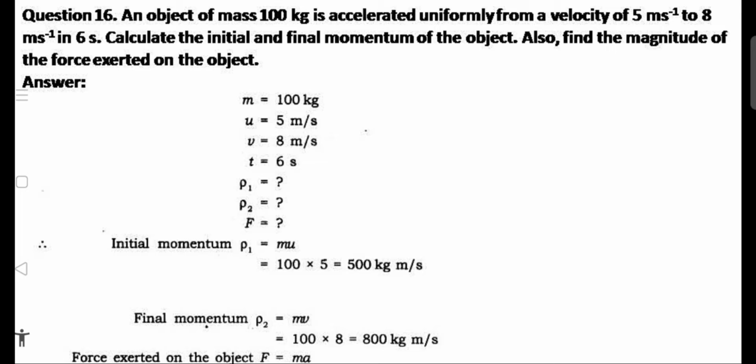Answer: m equal to 100 kg, u equal to 5 meter per second, v equal to 8 meter per second, and time t equal to 6 second. And find out p1, that is momentum 1, and momentum 2, and force. Therefore initial momentum p1 equal to m into u is equal to 100 into 5, that is 500 kg meter per second, and final momentum p2 equal to m into v is equal to 100 into 8, that is 800 kg meter per second.